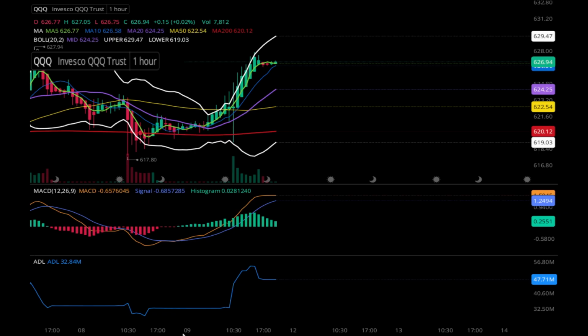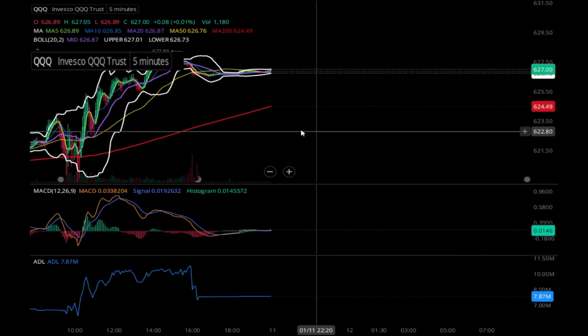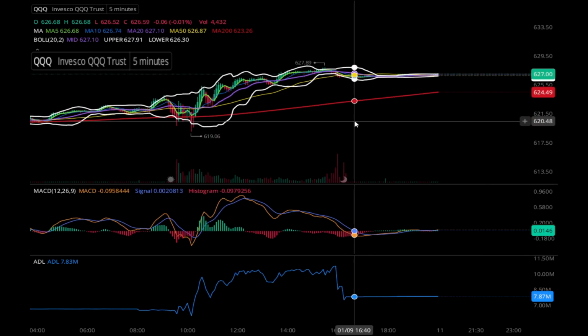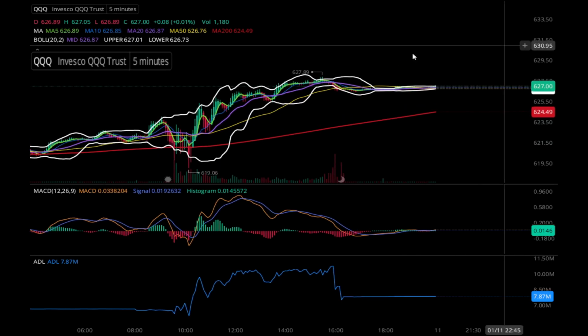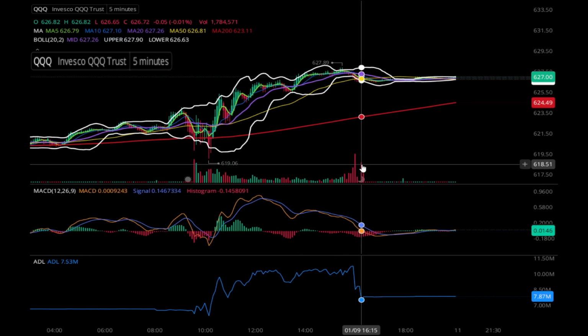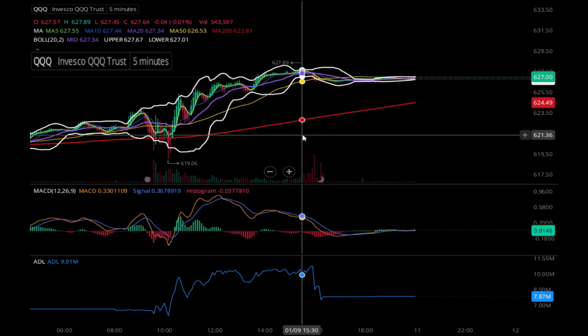Going into the 5 minute chart, I want to ensure that I am showing you all this properly. So I said the 5 mile on QQQ is at 622.50. For this session, it was at 619. I want to say 619.70.